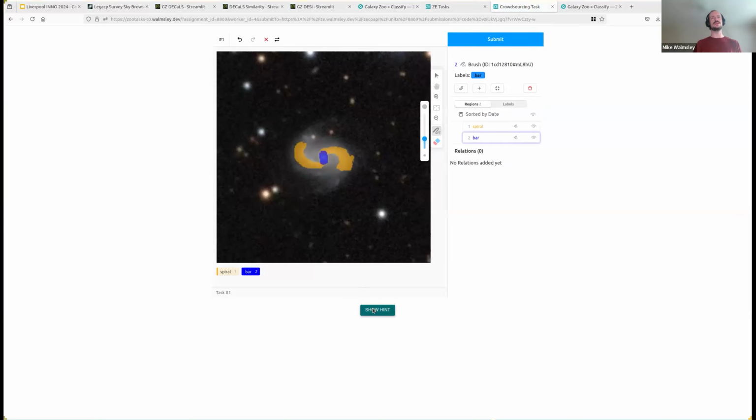So if I press show hint, I have our segmentation model. This is just a simple U-Net, taking those annotations, predicting where the spiral arms are. And then I might want to edit that. So I can press spiral here, and I might say, well, actually, I think the arms extend a bit further than that here. But over here, I don't think they go quite this far out. So let's edit that out.